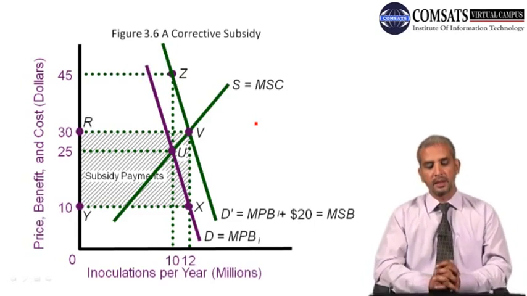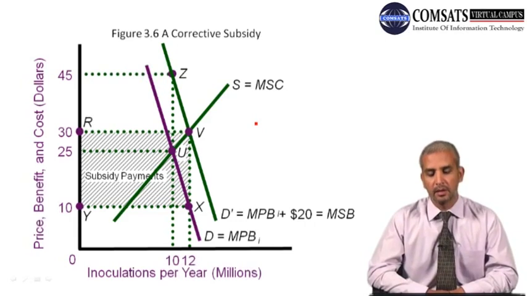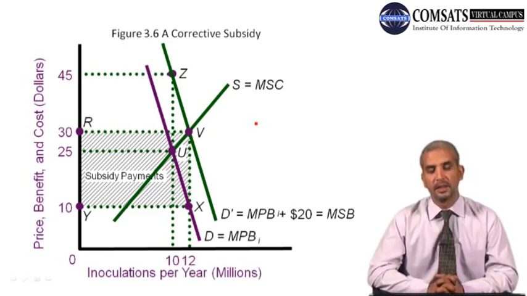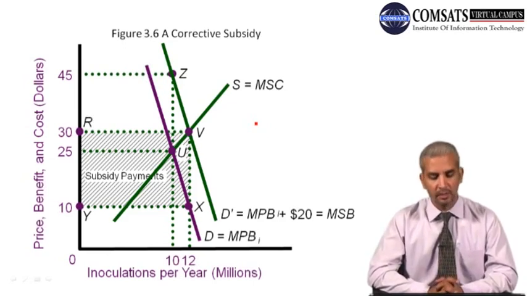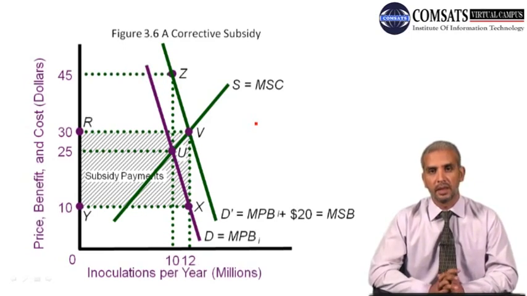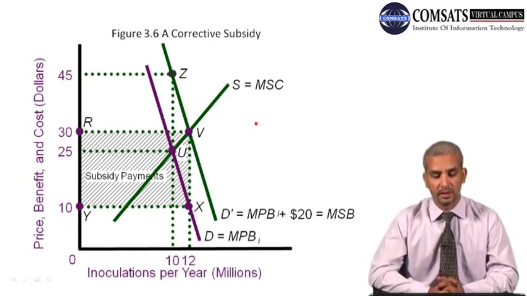I hope you remember the original equilibrium in the case of vaccination injections being produced. On the x-axis there are inoculations per year in millions, and the original equilibrium is at 0.10 being produced, and then there is price, benefit and cost in terms of dollars on the y-axis. That point is at U, and the price being charged is $25.